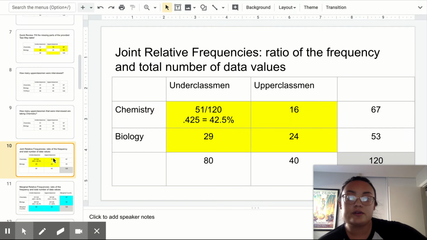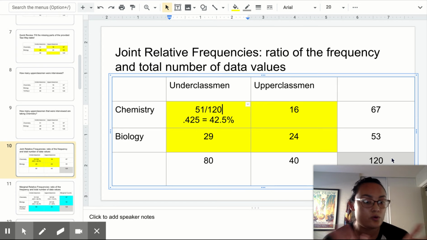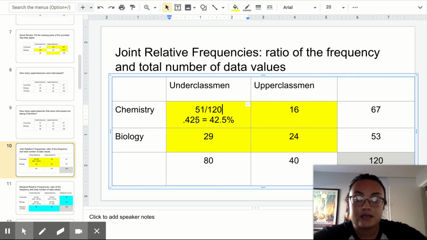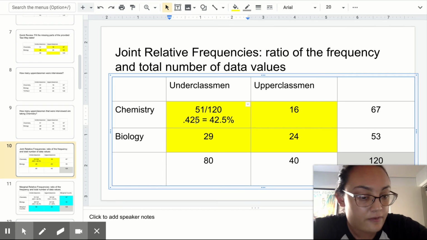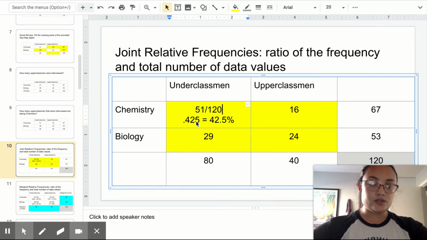So to find the joint relative frequency of the underclassmen who are taking chemistry, I already have the math here for you. I took that 51 that you already had, and then I did it as a ratio. When we say ratio, we're dividing. For all of these, every single time, you divide by this number here, the total. That 120 is the total number of people who were interviewed. So I take my 51, divide by 120, plug that in my calculator, and I get 0.425. We're going to be working more in percents for this one, so it's 42.5%.